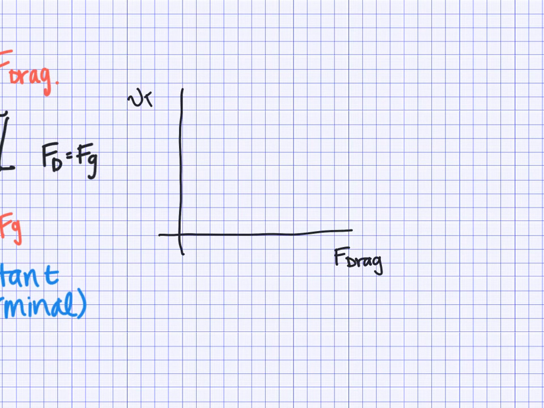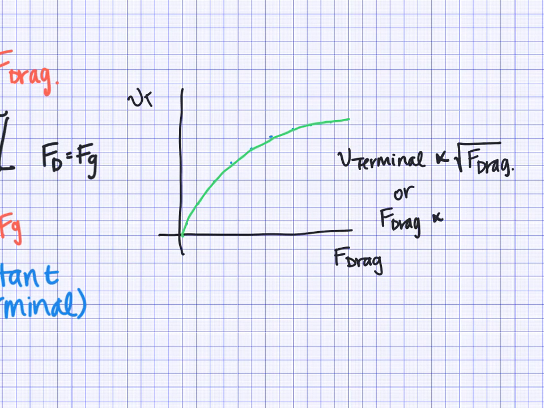And we saw a trend that as the weight increased, thus the drag force increased, the terminal velocity approached an asymptote. And that looked a lot like a square root function. So we came up with this idea that the terminal velocity is proportional to the square root of F drag, or that the drag force is proportional to v terminal squared.